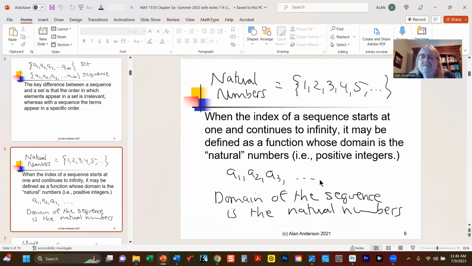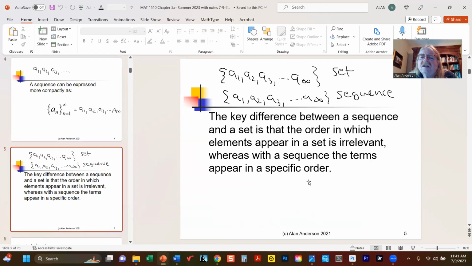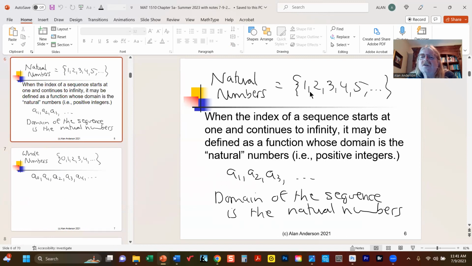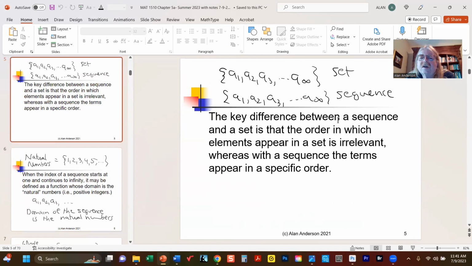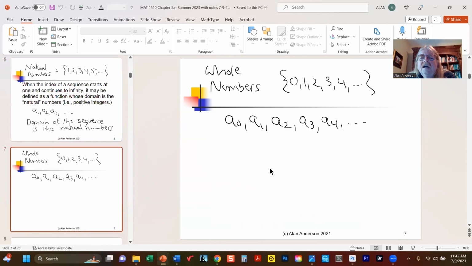Anyway, so we did mention that when we have n's ranging from 1 to infinity, we can think of the sequence as being a function where the domain is the so-called natural numbers, meaning the numbers 1, 2, 3, 4, 5, up to positive infinity. And then the range would be whatever values the a's can take on. If we start with 0, then the domain becomes the so-called whole numbers, which essentially are just the natural numbers with the 0 added to it.